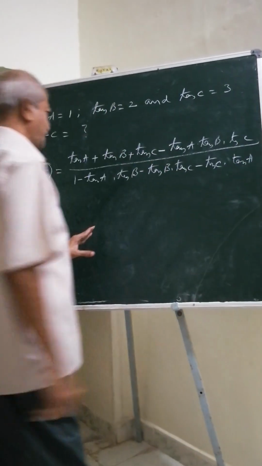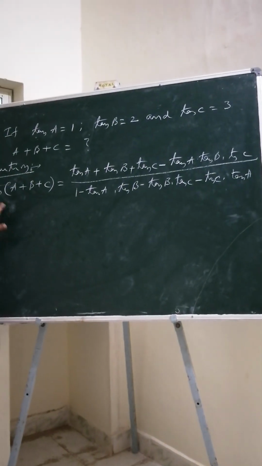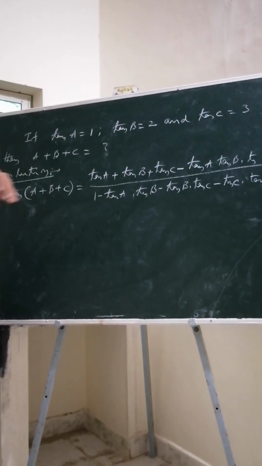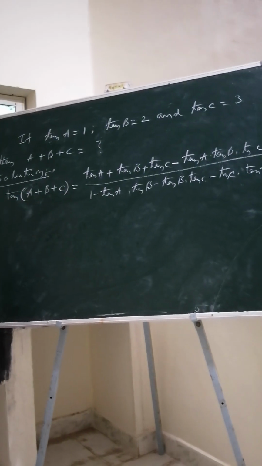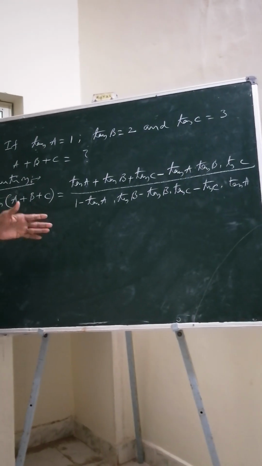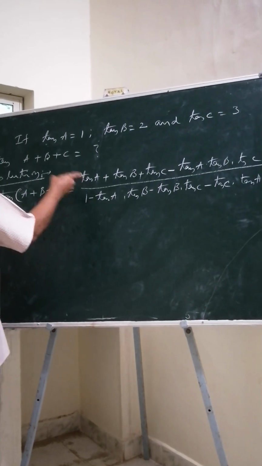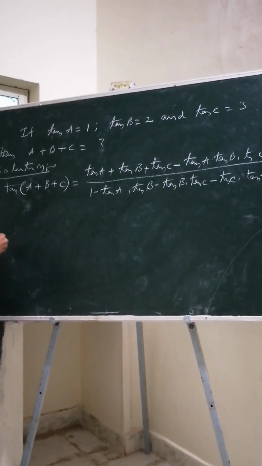So this is the fundamental rule. Most important in compound angles. Tan of A plus B plus C is equal to tan A plus tan B plus tan C minus tan A tan B tan C, whole divided by 1 minus tan A tan B minus tan B tan C minus tan C tan A. Okay. Now put the values in this formula.